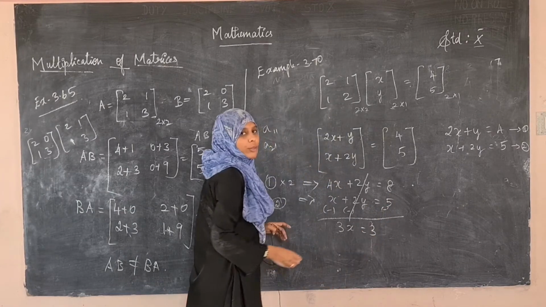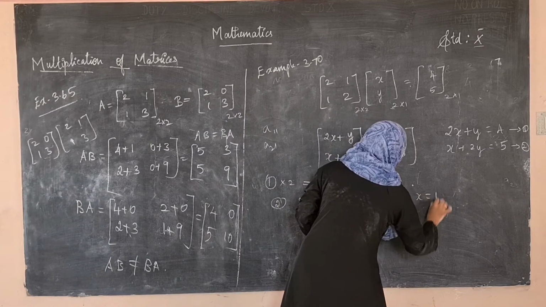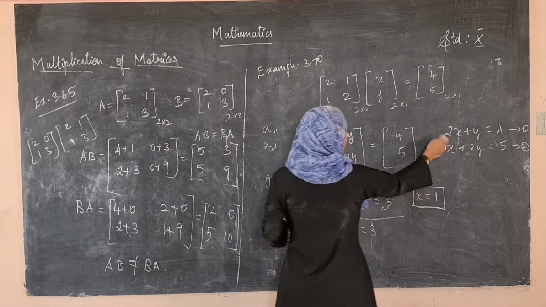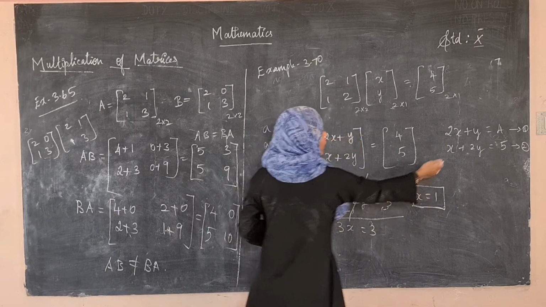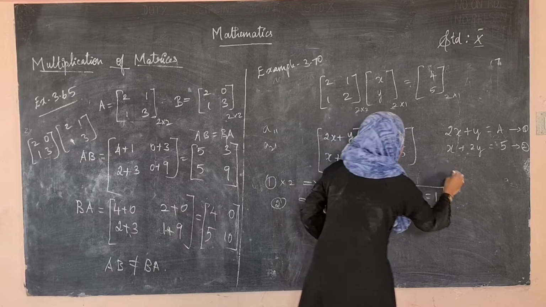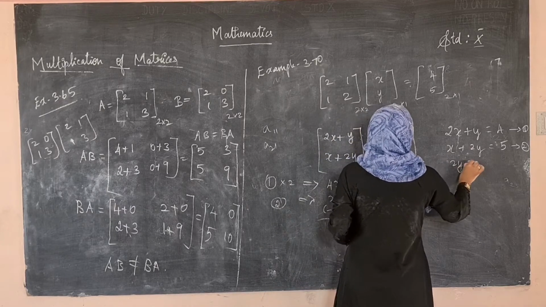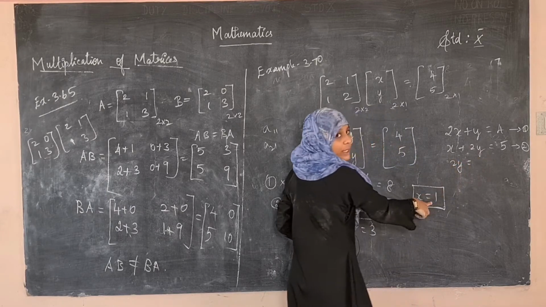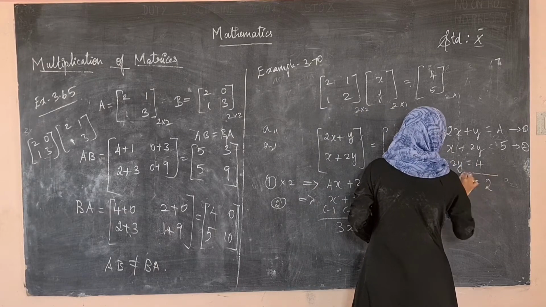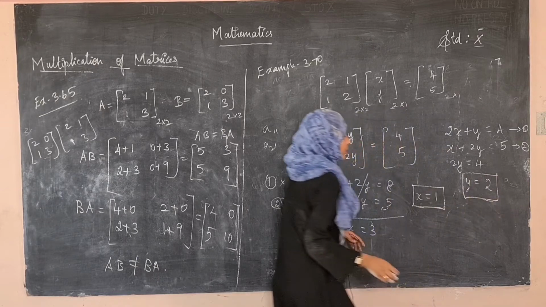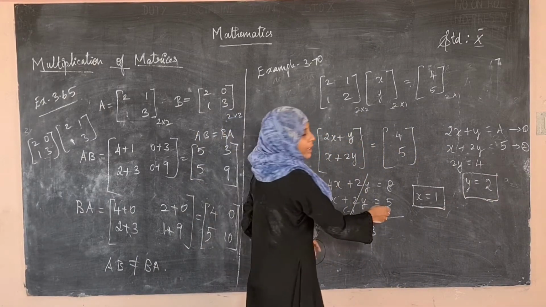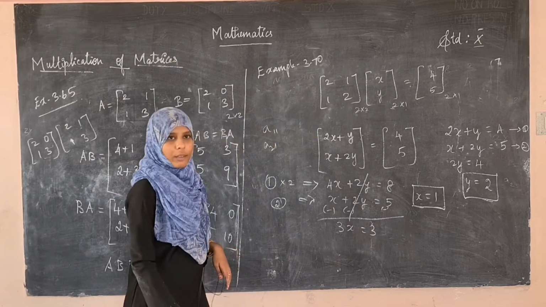So what's the value of x? x is equal to 1. If x is equal to 1, we can substitute this answer in any one of these. If x is equal to 1, what will be the value of y? So if we substitute in the second equation, what happens? 2y is equal to 5 minus x. What's the value of x? It's 1. 5 minus 1 is 4. Therefore, y is equal to 2. Hence, x's value is 1 and y's value is 2. This is what we have to find, right? So, hence we have solved for the given matrices.